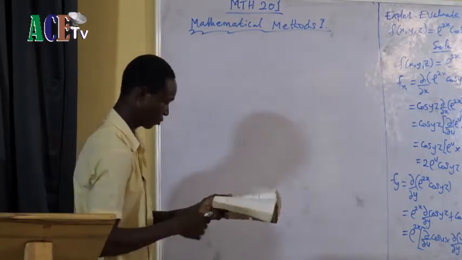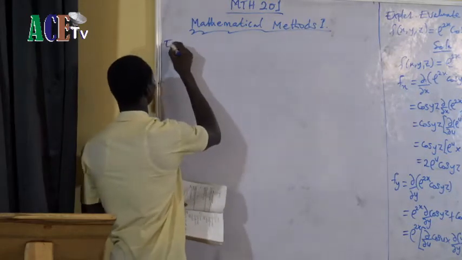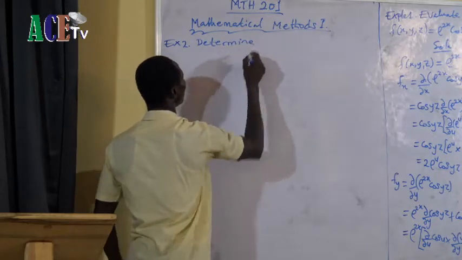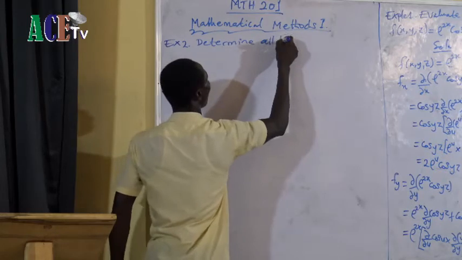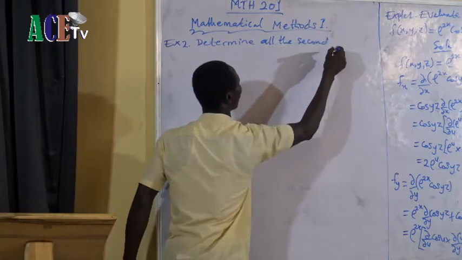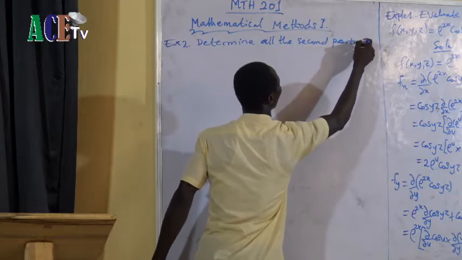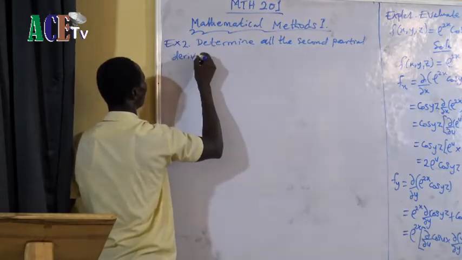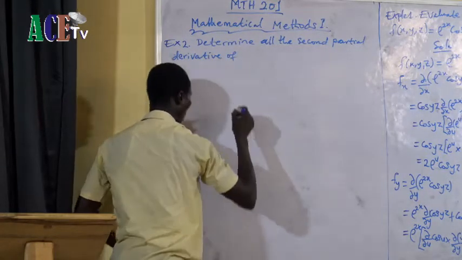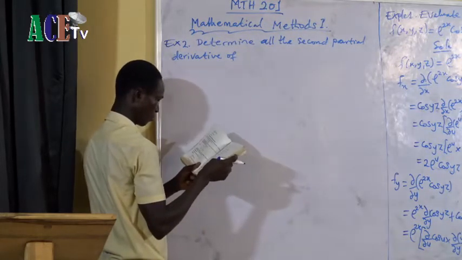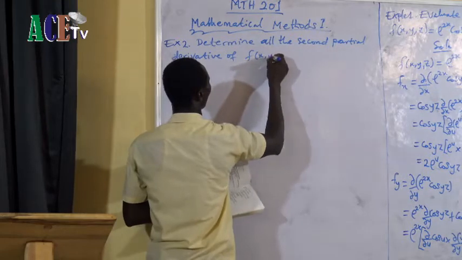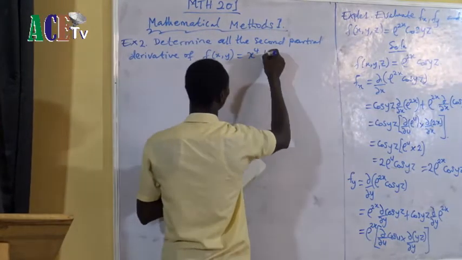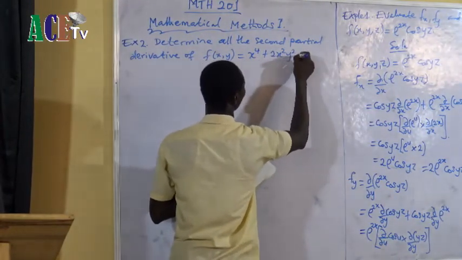All right. Look at this example. Determine all the second partial derivatives of f of x, y is equal to x to the power 4 plus 2x squared y squared minus 6.